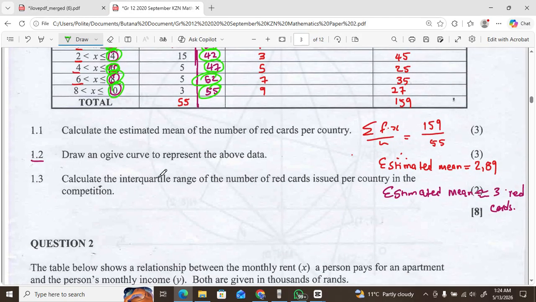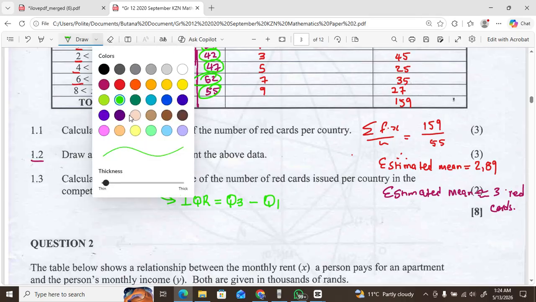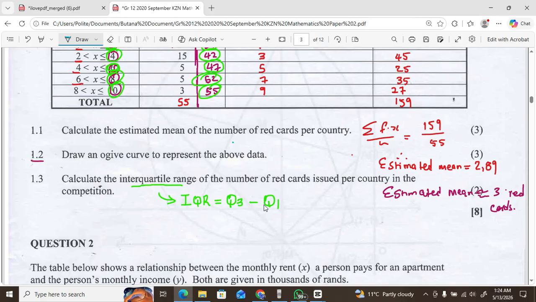The next question, for 2 marks: calculate the interquartile range. When they want the interquartile range, the formula is: interquartile range equals the upper quartile, which is Q3, minus the lower quartile, which is Q1, and we need to use the graph to find those. So I need to first calculate Q3 and Q1, then I'll find the difference of the two.